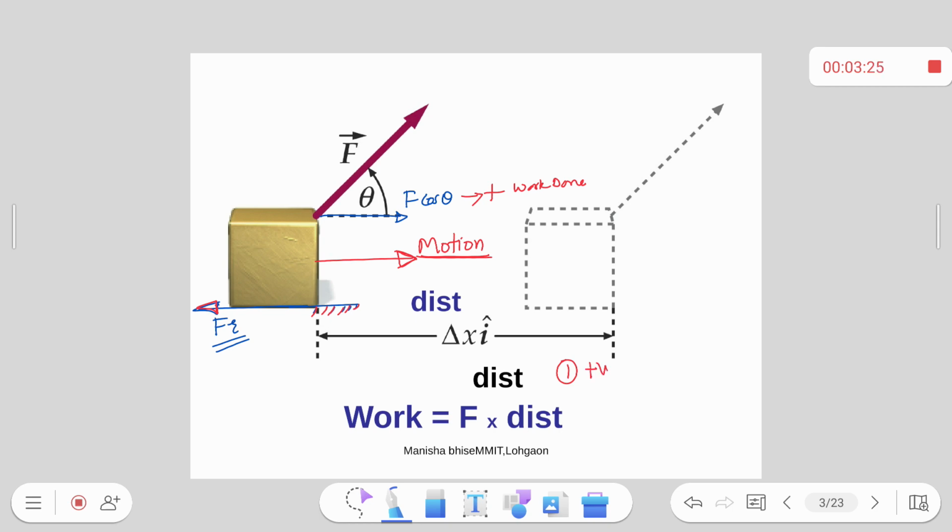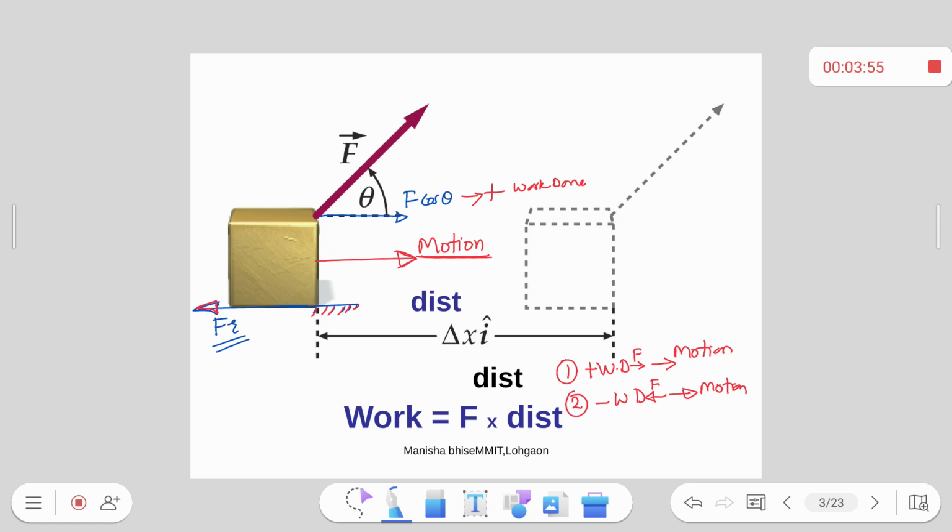So I can say that positive work done means the force and the motion are in the same direction. And negative work done means the force is in the opposite direction to the motion. This is force, this is motion. So this is the negative work done.